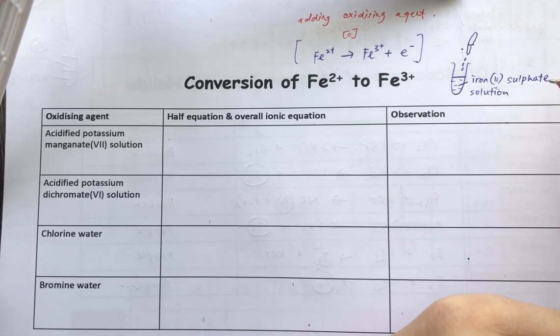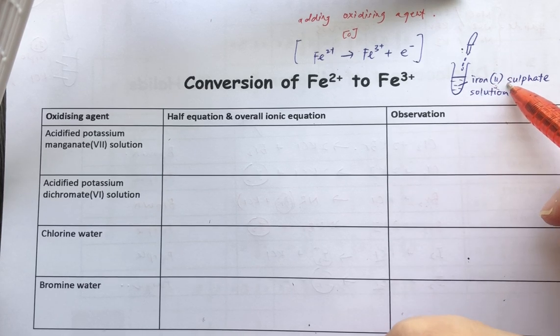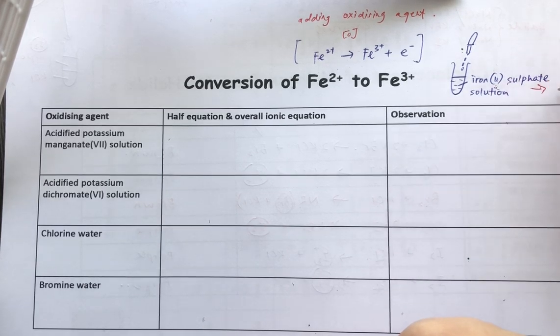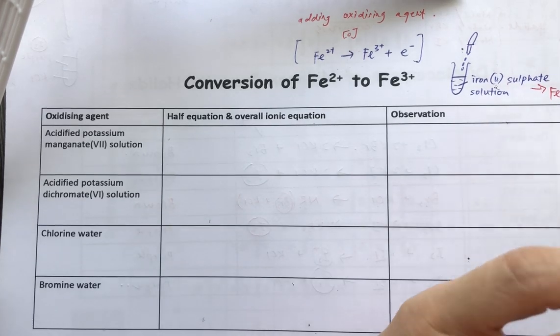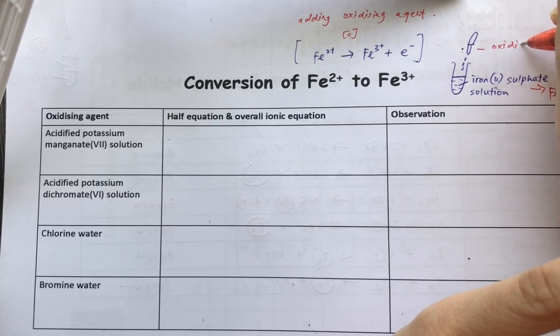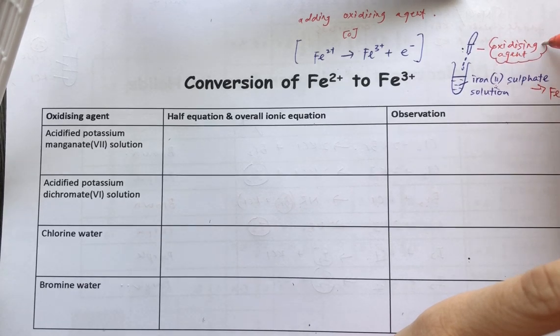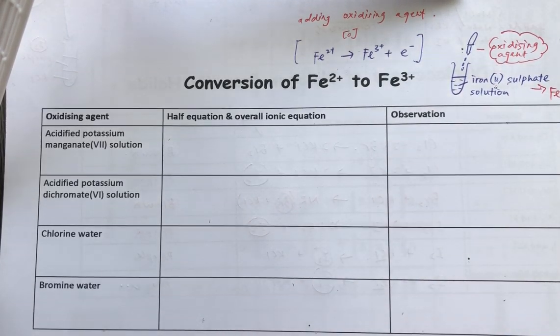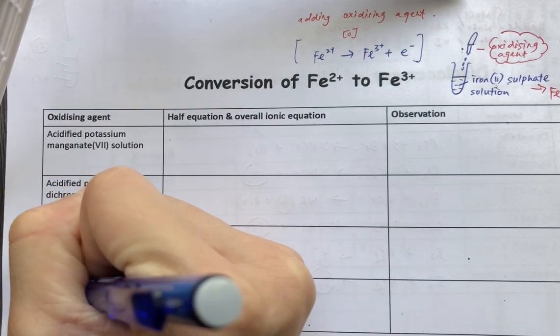If the question asks you what must be added to iron 2 so that it becomes an iron 3 ion, the answer is very simple. You can add any oxidizing agent. Just give the name of any oxidizing agent. What are the examples of oxidizing agent that you can suggest? We have four, and the first two are quite easy, but the last two are quite complicated. Now let's look at chlorine and bromine water first.